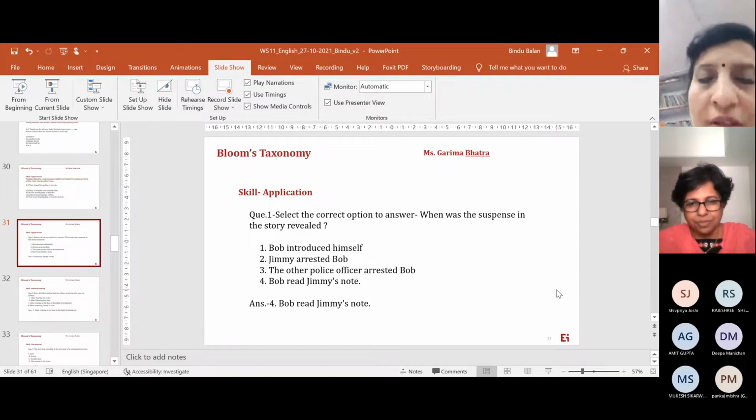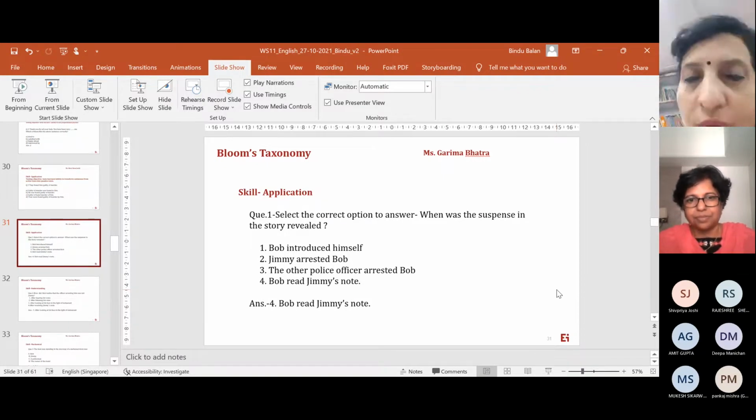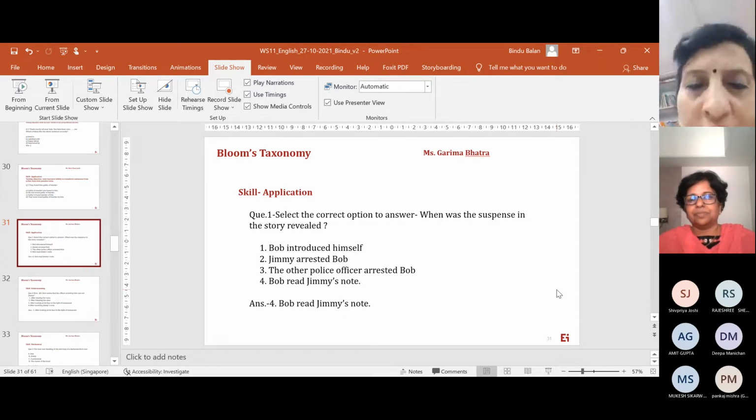So my question is, select the correct option to answer. When was the suspense in the story revealed? First one is Bob introduced himself. Second is Jimmy arrested Bob. Third one, the other police officer arrested Bob. And fourth one is Bob read Jimmy's note. And the answer is Bob read Jimmy's note.